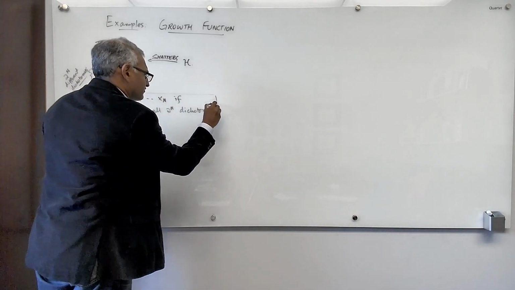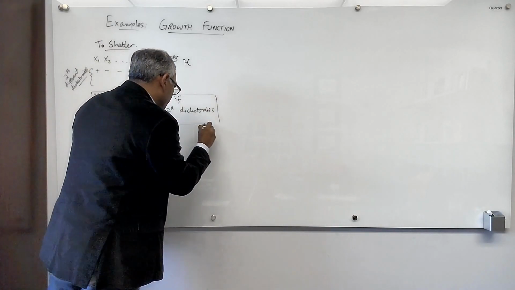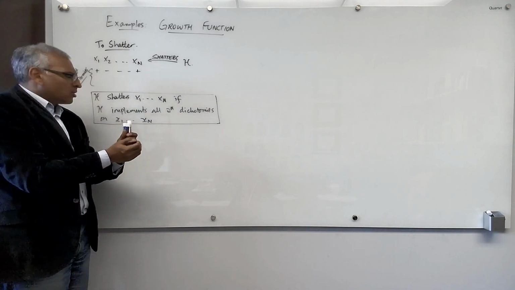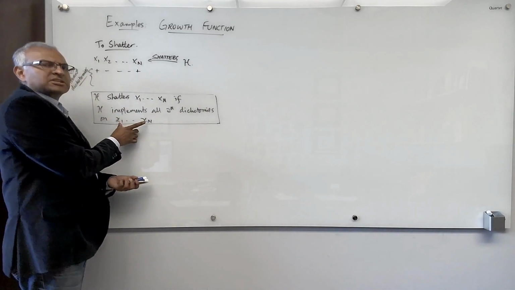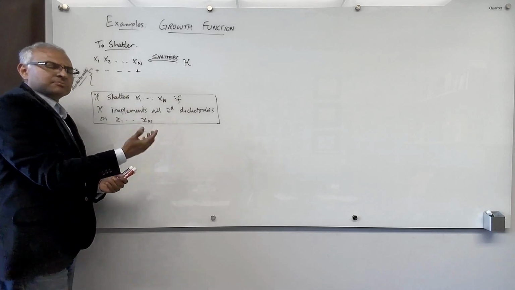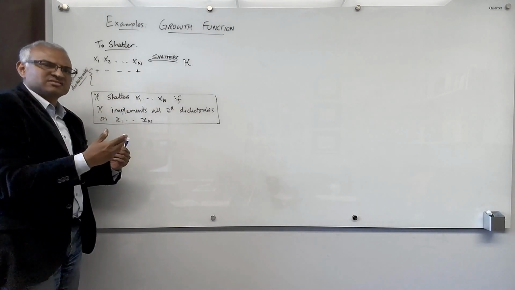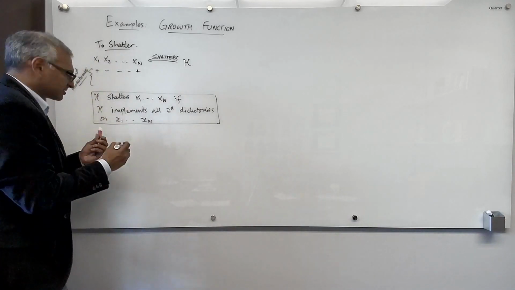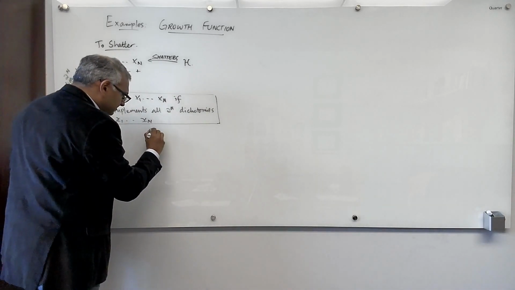Okay, so that's the definition of shatter. It's nothing new. It's useful to have a term for the situation where a hypothesis set can implement all possible dichotomies on a particular set of points. And that means that with respect to those points, this hypothesis set is effectively as complex as you can get. Okay, now here are some exercises.